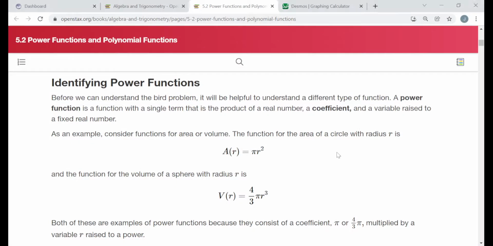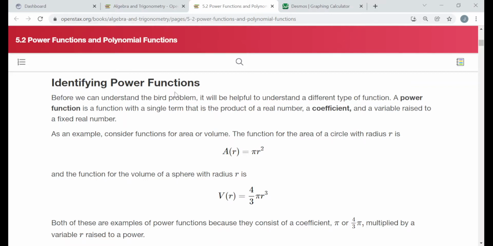Alright, so every example I'm going to do in this video is taken directly from a free online textbook at openstax.org. I'm in their Algebra and Trigonometry text, section 5.2, called Power Functions and Polynomial Functions. And I'm under the heading Identifying Power Functions.